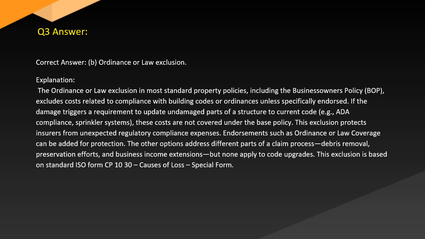The other options address different parts of a claim process: debris removal, preservation efforts, and business income extensions, but none apply to code upgrades. This exclusion is based on standard Form CP 10 30, Causes of Loss, Special Form.